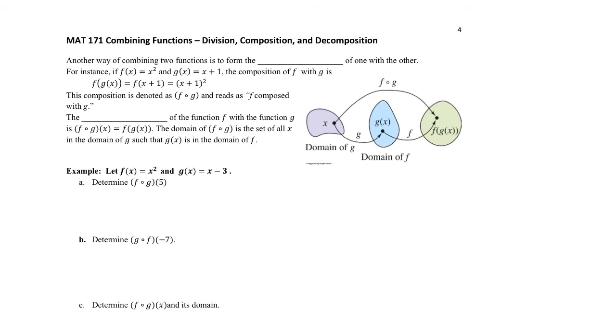On this page of our notes, beginning at the beginning, another way of combining two functions is to form the composition, that's your first blank, of one with the other. So for instance, let's say that f of x is equal to x squared and g of x equals x plus 1. So f of x, x squared, that's a quadratic. g of x is equal to x plus 1. That's, of course, a line. And if we are looking at the composition of f with g, then that would be written as f composed with g of x.